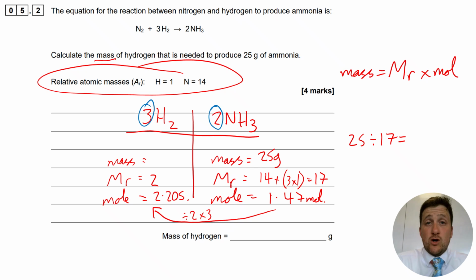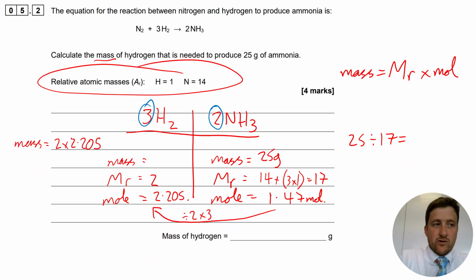And now, using something I haven't written down, I've been using in my head though, is mass equals Mr times by mole. The best equation. And we use it all the time. So I need to work out the mass of my hydrogen, so I'm going to do the Mr, which is 2, times by the mole, which is 2.205, and that's going to equal a lovely number of 4.41 grams, and that's my 4 marks.